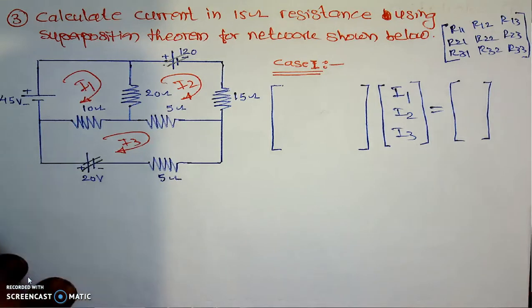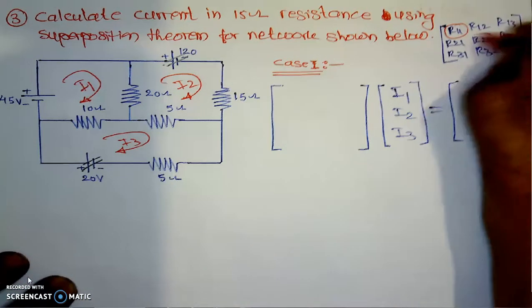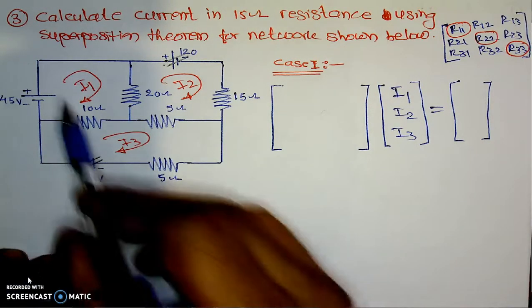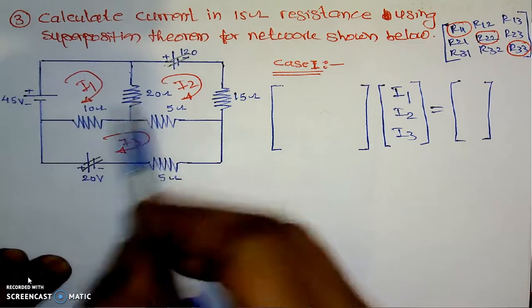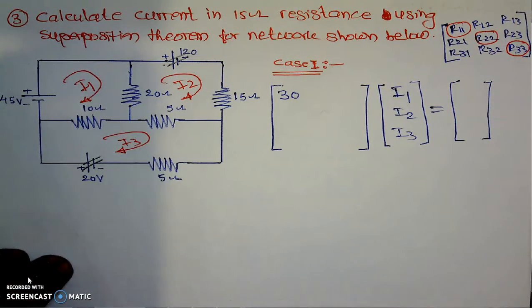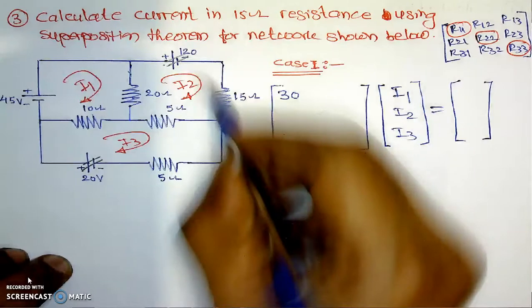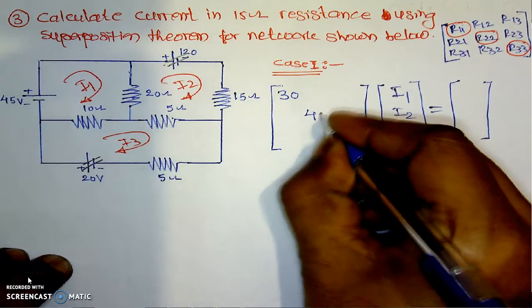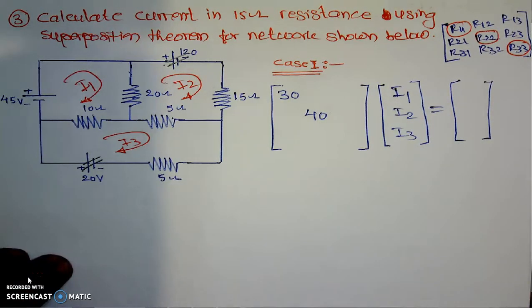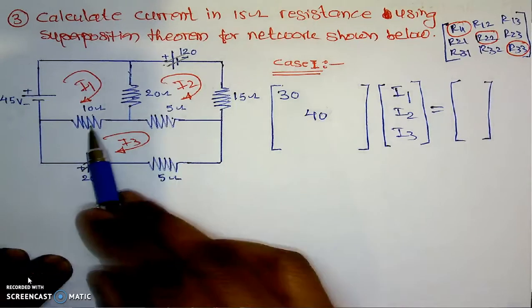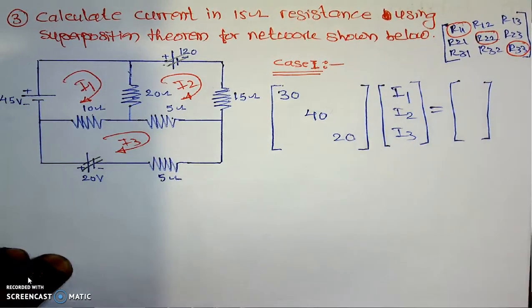Now first we will find the diagonal elements. These are the three diagonal elements. I will start with R11. R11 is the resistance of the first loop. This is the first loop. Its resistance will be 20 plus 10, that is 30. Diagonal elements are positive in the direct inspection method, as I discussed in the previous video. Then we will find R22, the resistance of the second loop. This is the second loop. Its resistance will be 15 plus 5, 20, plus this 20, which will be 40 ohm. Finally, R33, the resistance of the third loop, which is 5 plus 5, that is 10, plus this 10 will be 20. These are the three diagonal elements.